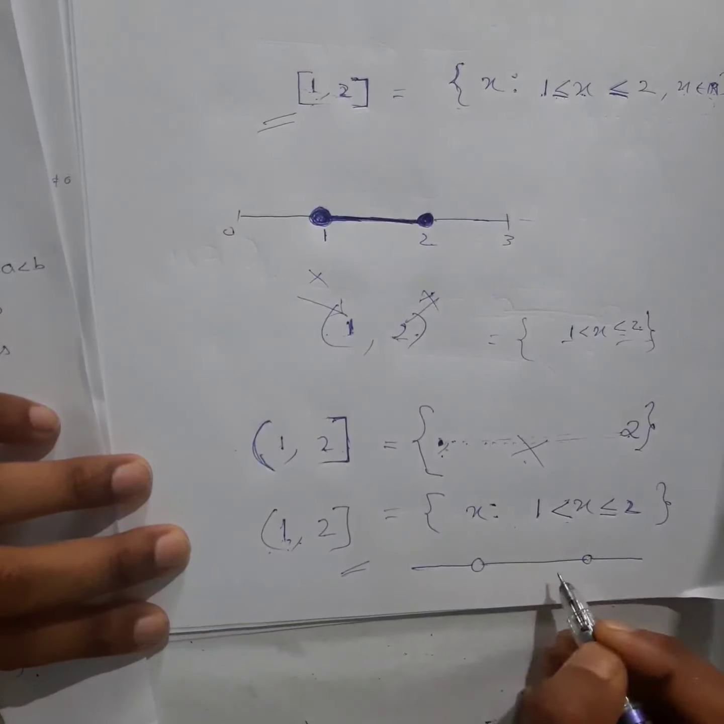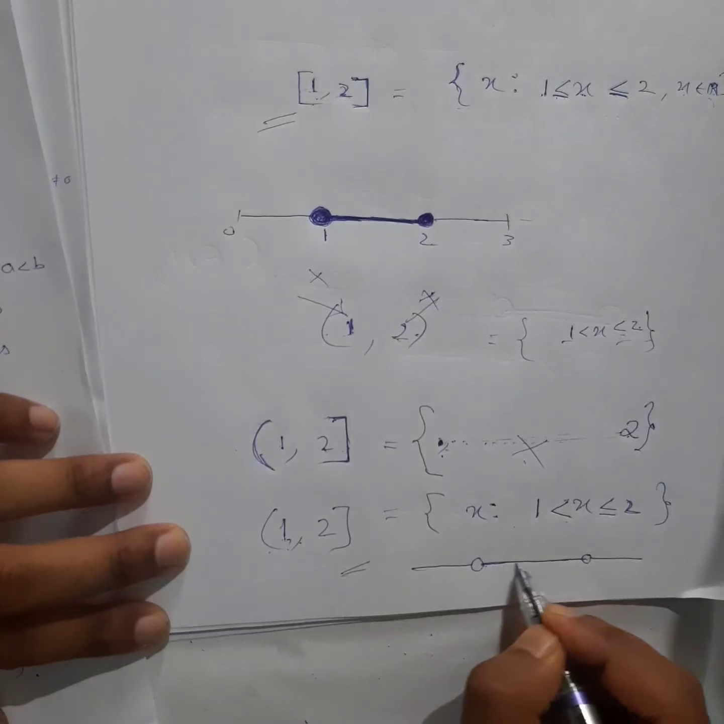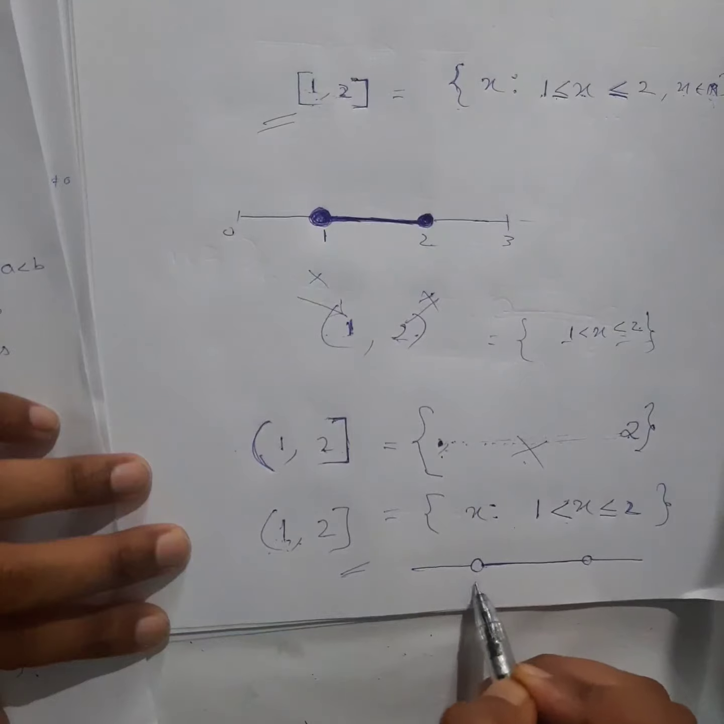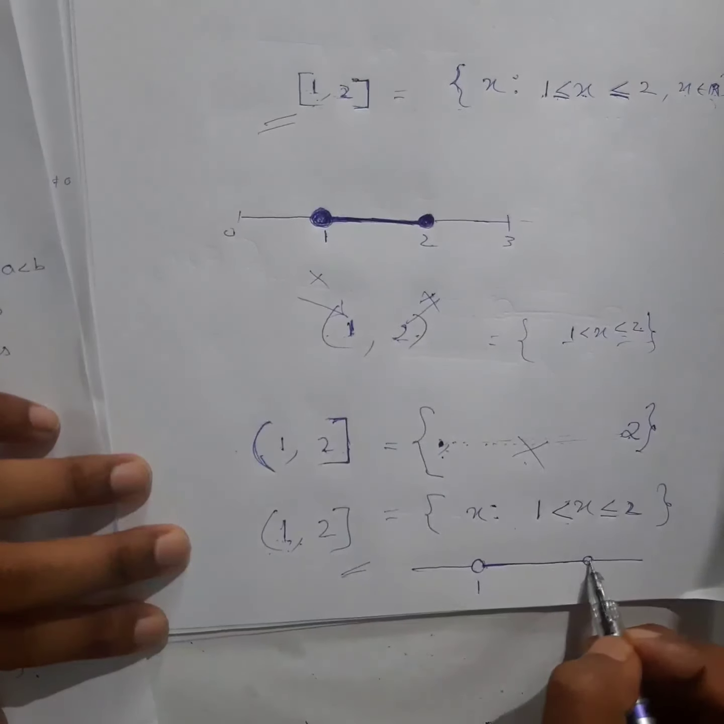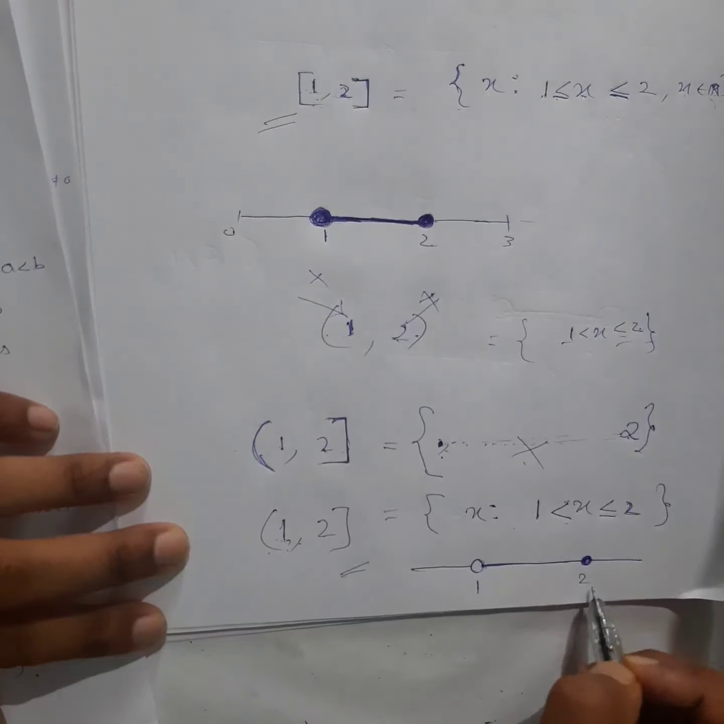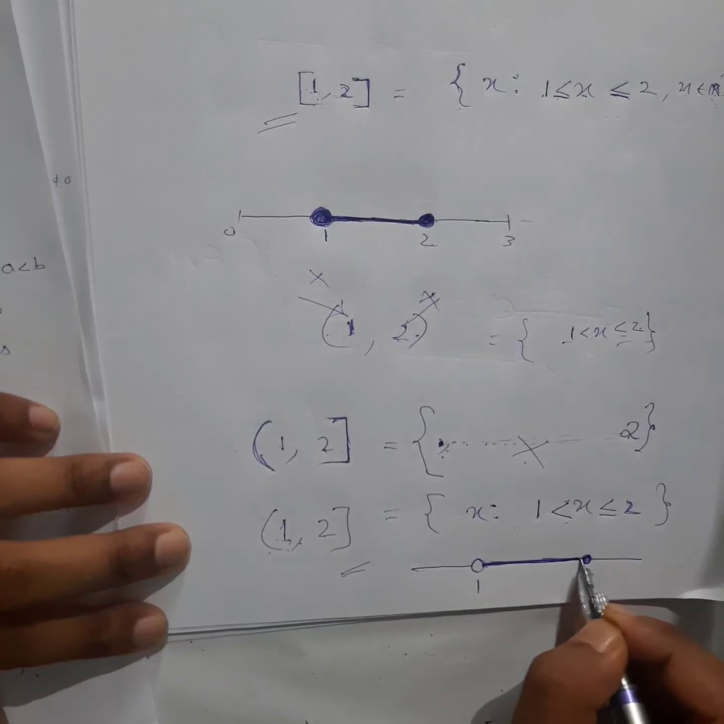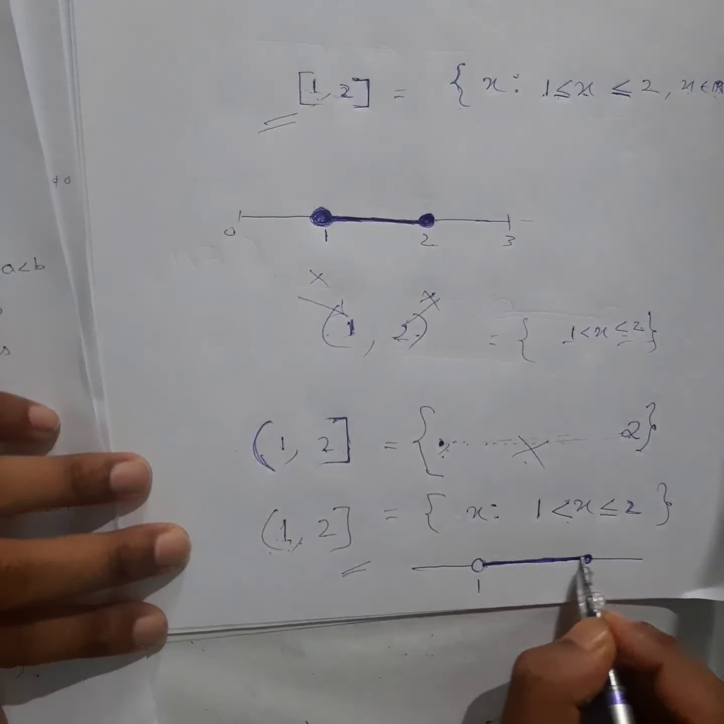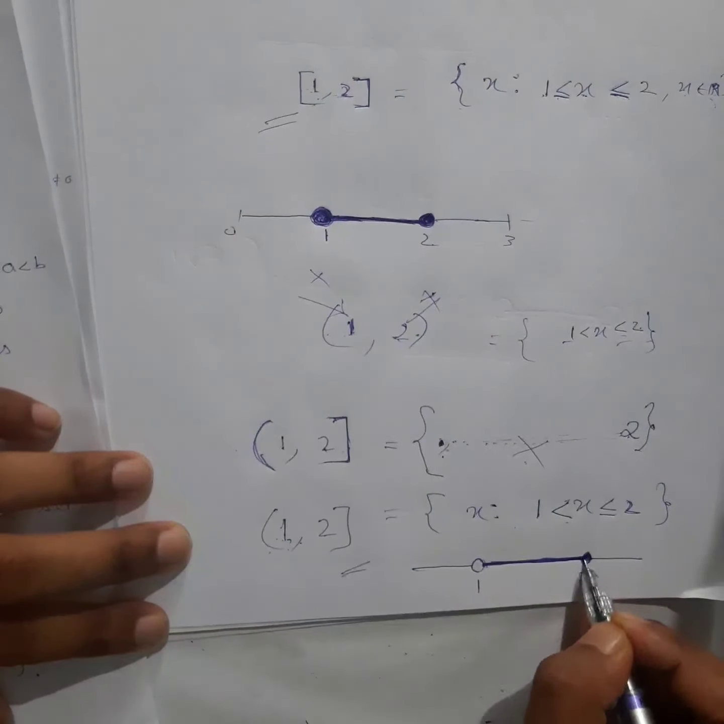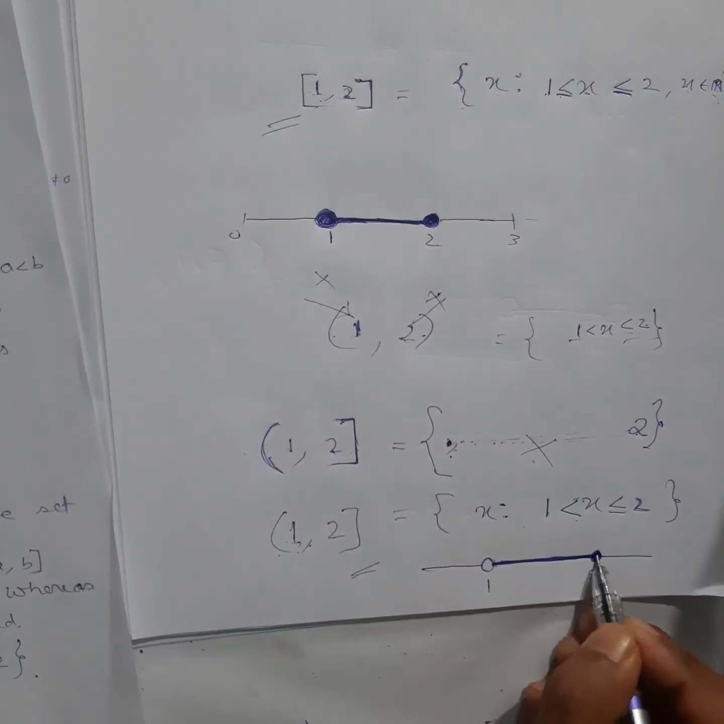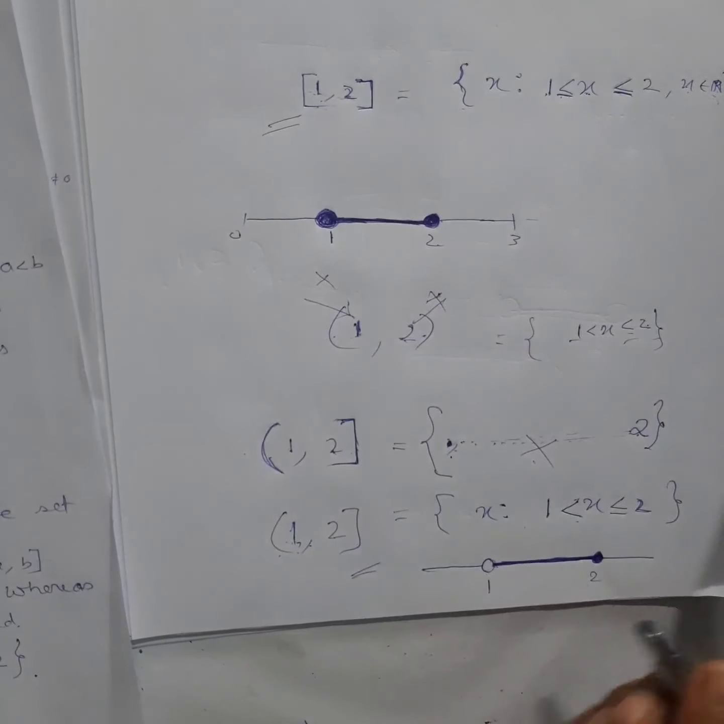I hope you have already understood how to represent it graphically also. The elements are 1 to 2, but 1 is not included, right? So I will not shade 1, and 2 is included, so I will shade 2. The dark region is your set, remember. Between these, whatever is your element, all will be there. This dark portion means right after 1, whatever element is there, all will be there till 2, and 2 is also there. So this is the graphical representation of this set.